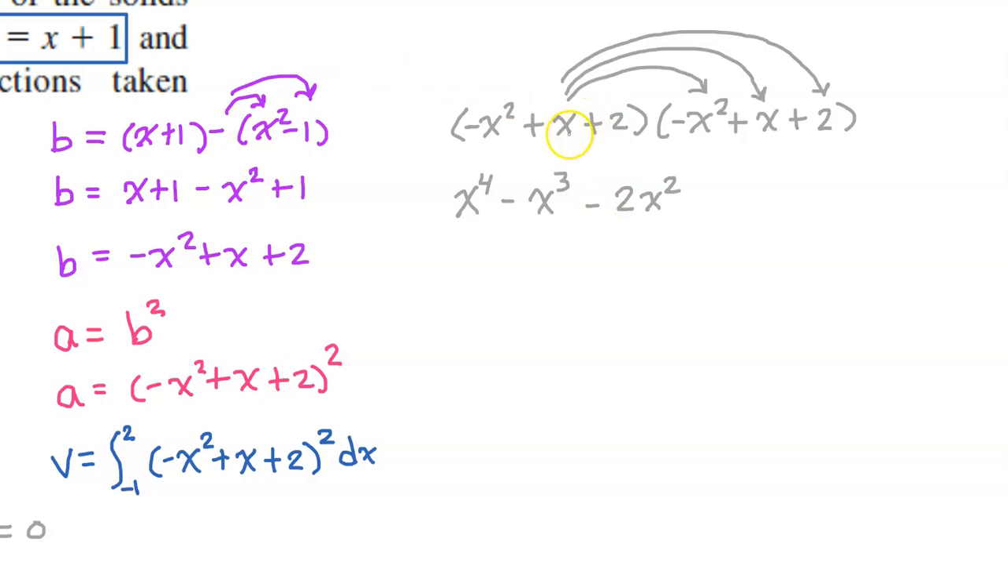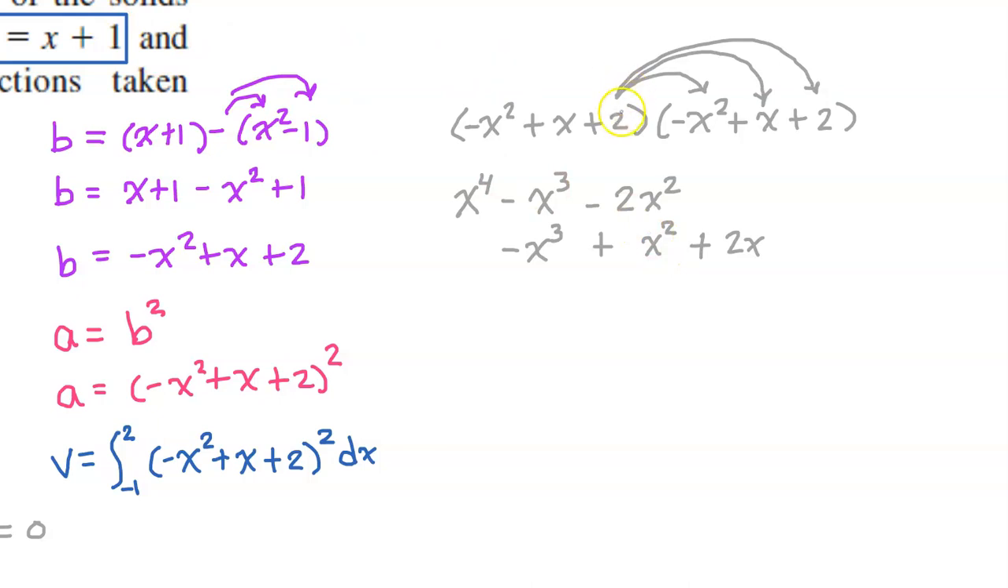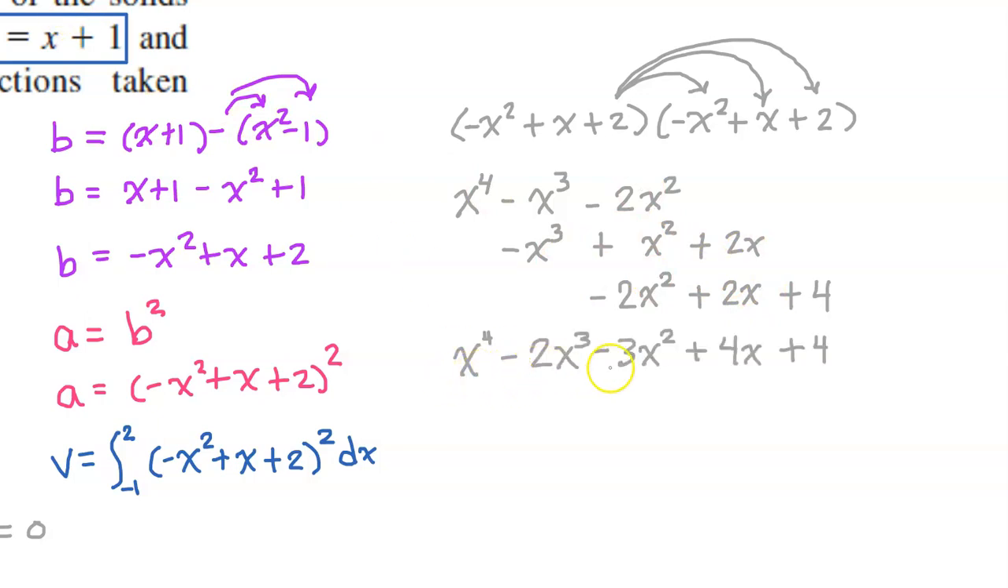Next, I will distribute the x across the trinomial. That gives me this. Notice how I line up my like terms. Finally, I distribute the 2 across the trinomial. That gives me this. Now I'm just going to combine all my like terms. So we get this. Let's substitute this polynomial back into the integral.